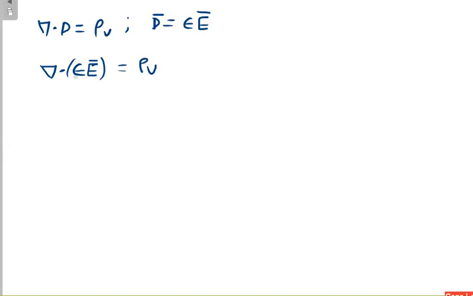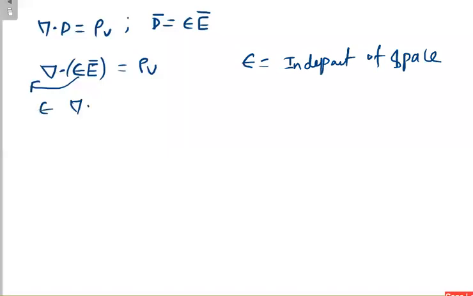Can you take this epsilon outside or not? Any idea? Yes, you can take it outside if epsilon is independent of the space variable, because del is a space function, a differentiation of space. If epsilon is independent of space, then you can take epsilon outside, and then epsilon del dot E bar equals rho V. Once epsilon is independent of space, that particular medium is called a homogeneous medium.